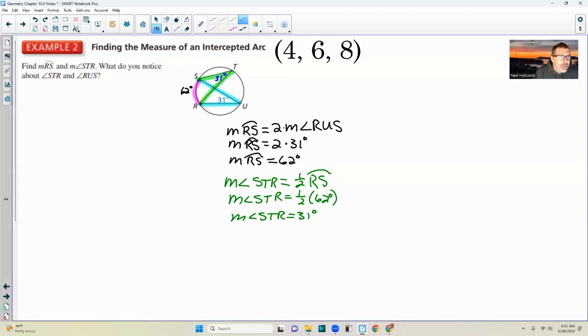So when two angles on a circle intercept the same arc, the two angles are congruent. And that's what they're saying about what you know. What did you notice about STR and RUS? Okay, so I'm not going to write that. I just said it. If you have two inscribed angles sharing the same intercepted arc, the angles are congruent. Okay, so now that I've done example 1 and 2, you should be able to do problems 4, 6, and 8 in your exercises.